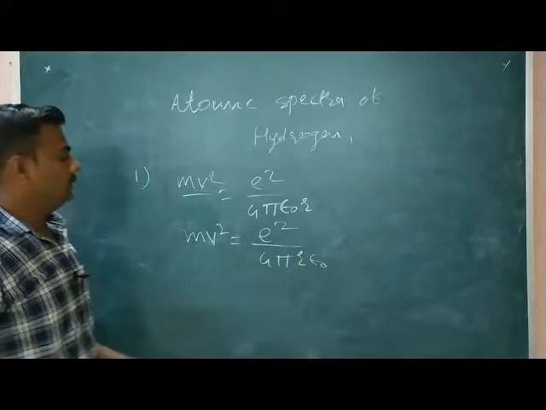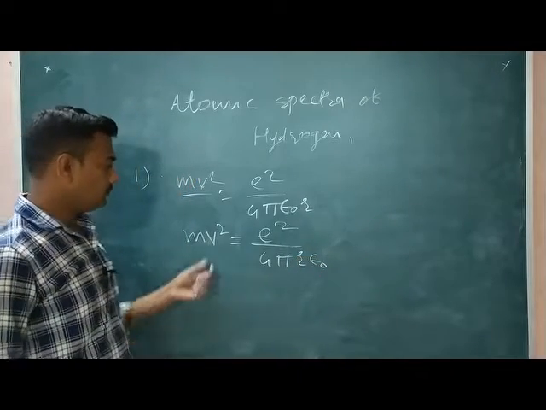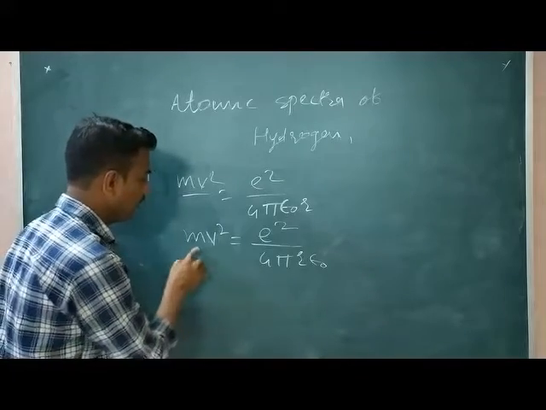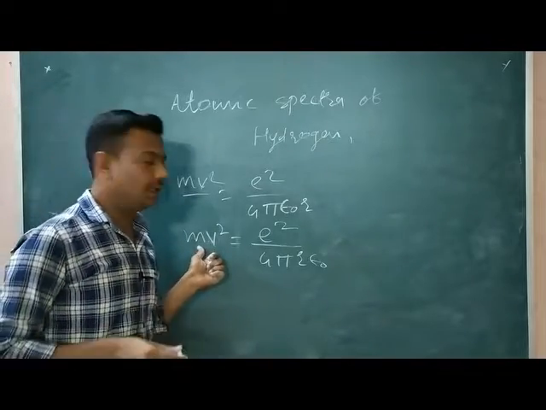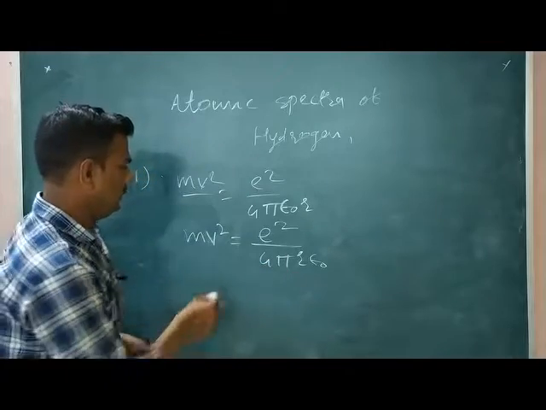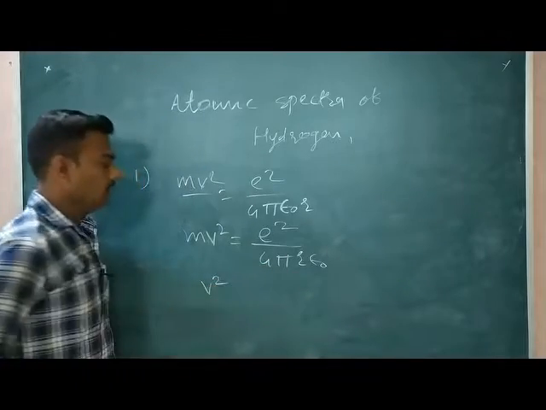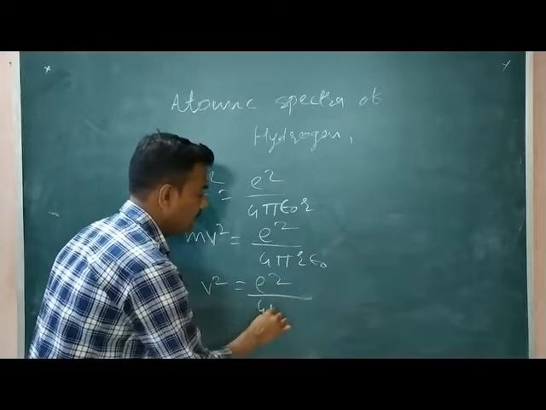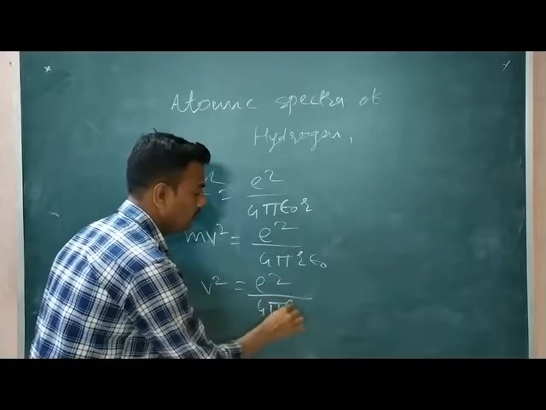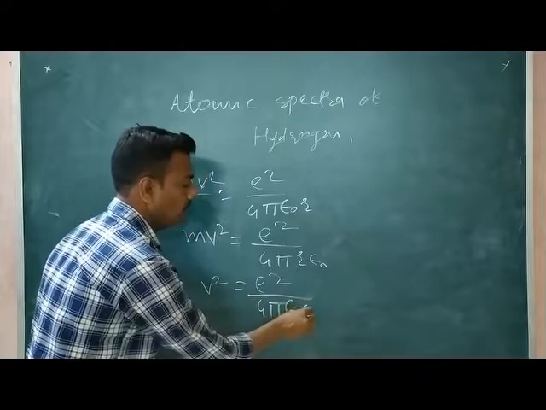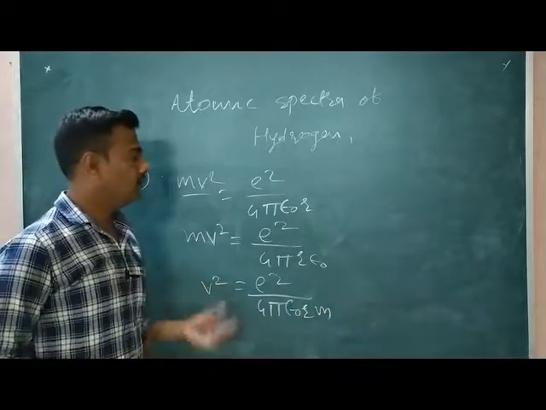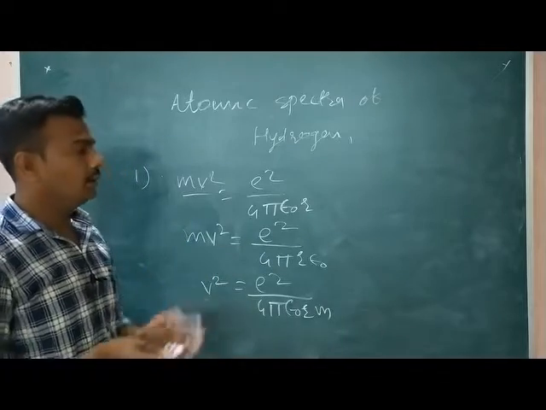If I take m from the right-hand side to the left-hand side, we get v square equals e square divided by 4 pi epsilon 0 into r into m. So from the first postulate we have calculated v square.